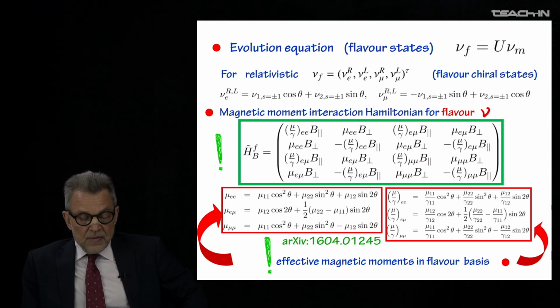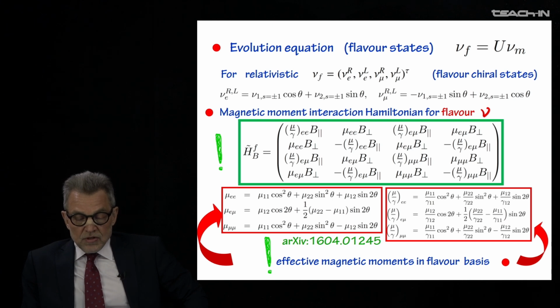So all these effective magnetic moments in the flavor basis are calculated and derived on the basis of the introduced initial magnetic moments for the mass states of neutrinos, and these effective values also depend on the mixing angle. This is the set of effective magnetic moments, diagonal and off-diagonal, in the flavor basis, and here are the particular terms that account for the effect of neutrino interaction with the longitudinal component of the magnetic field.